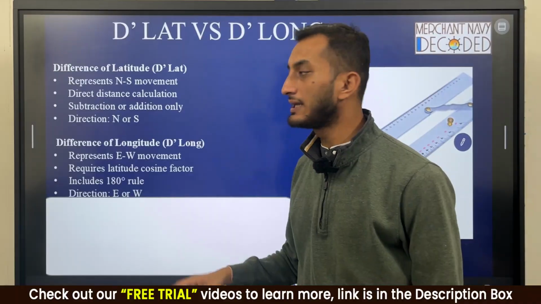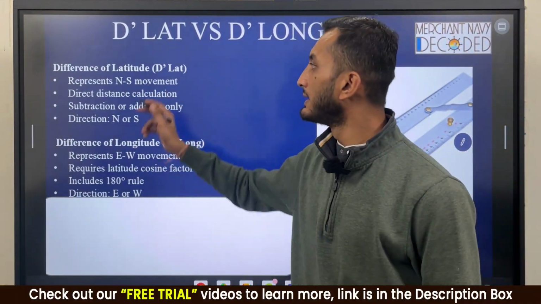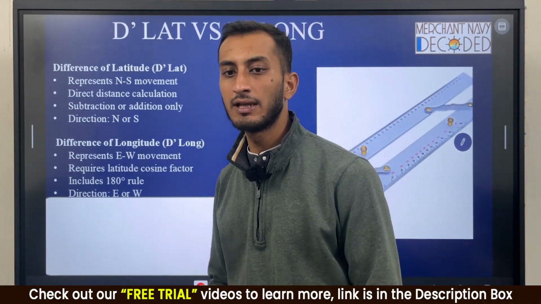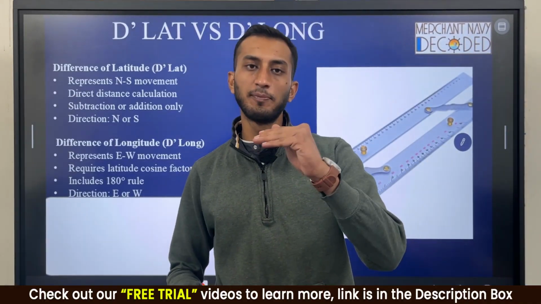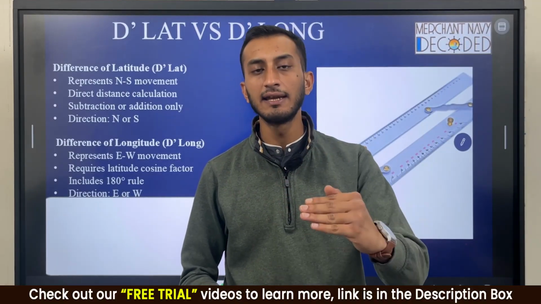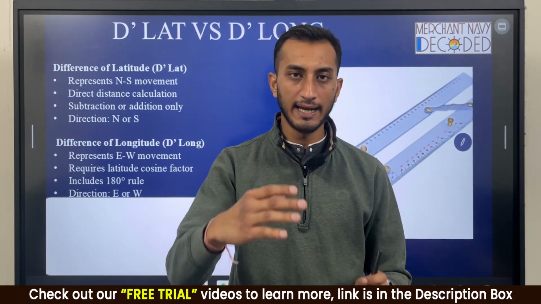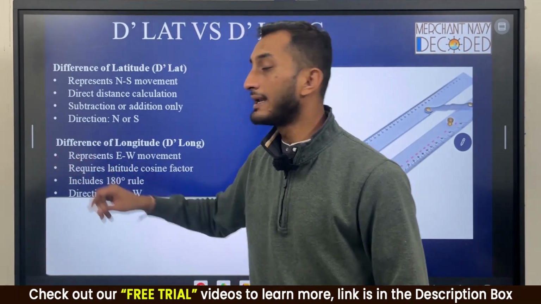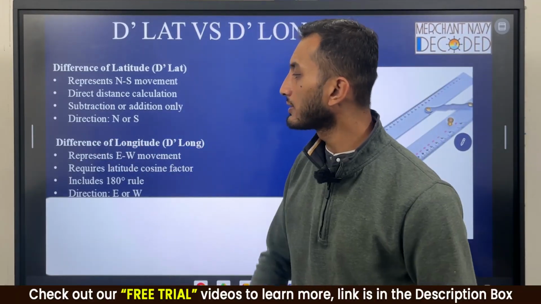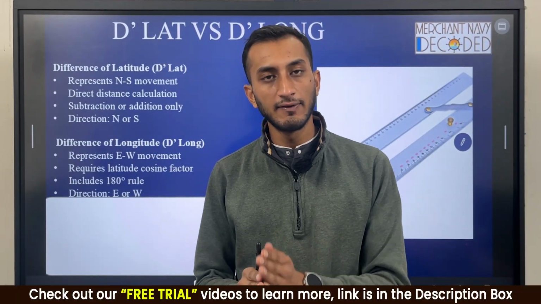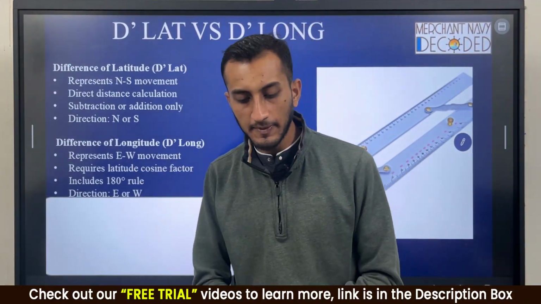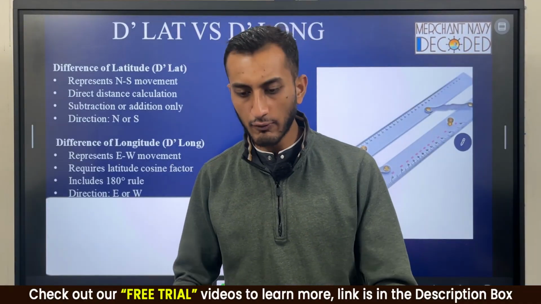So what is the difference between d lat and d long? Difference of latitude and difference of longitude, as I've explained, is very simple. D lat is the difference between two latitudes. It could be in the same hemisphere or in the opposite hemisphere. If it is in the same hemisphere, we'll subtract. If it is in the opposite hemisphere, we'll add. And the direction is north or south, obviously. D long is the difference between the two longitudes, and it could be in the same hemisphere or the other hemisphere. Quite obvious.